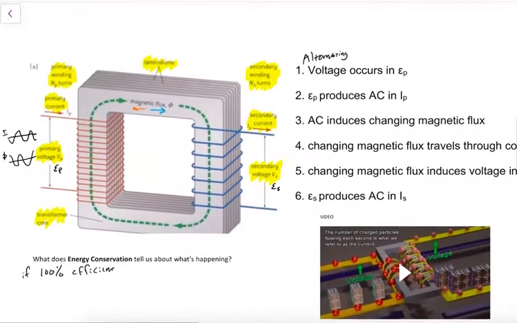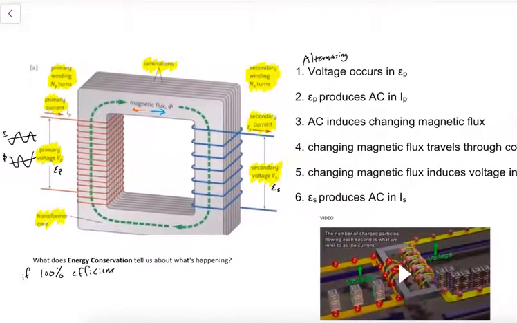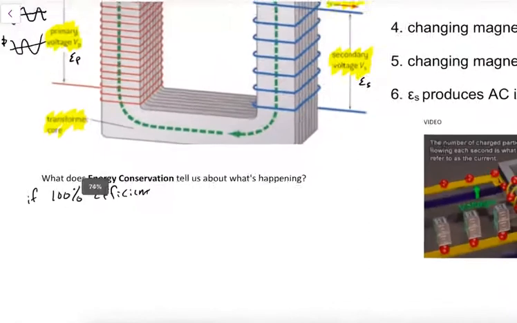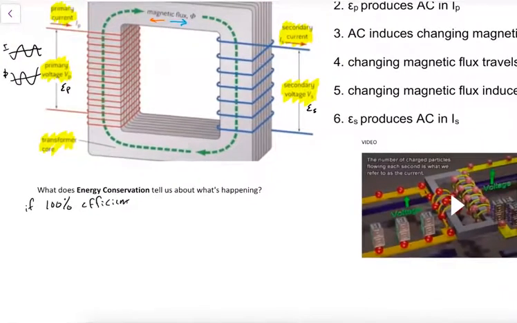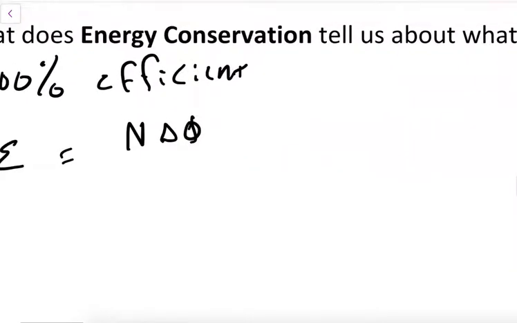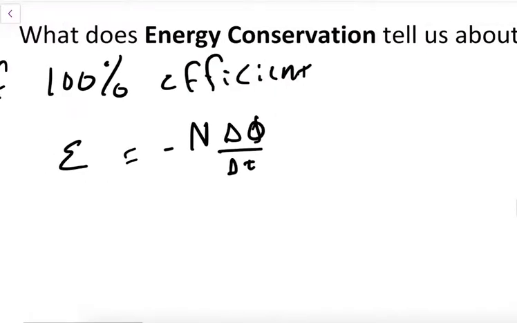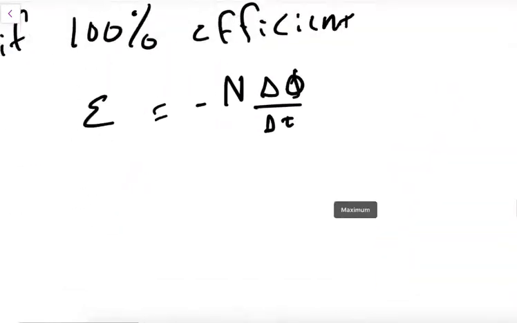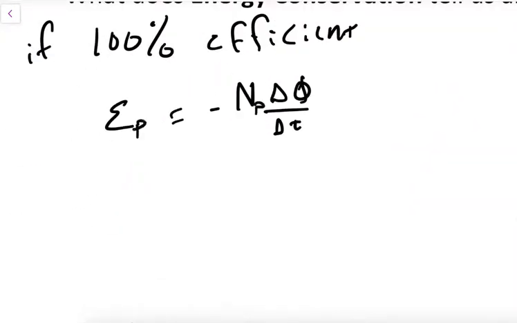And so we need to see how the transformers step up or step down the voltage. And we need to assume that first it's 100% efficient. We have to go back to Faraday's law to say that we know that EMF is equal to negative N delta phi over delta t. And since there are different N's, we want to give them a name. So let's say this is our primary and this is our secondary.